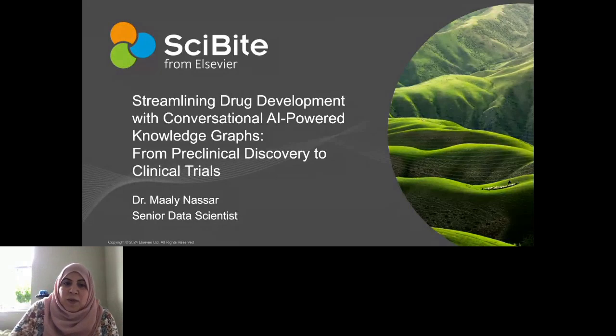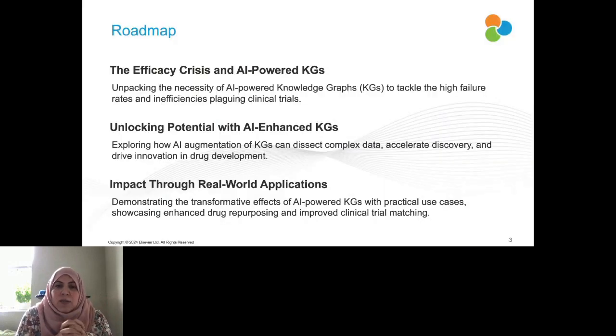Today I'm going to talk very fast on the streamlining of drug development with a conversational AI-powered knowledge graph. I will start by going directly through the drug development process, and highlighting the critical phases to its failure or success. And then I will show you how we develop this knowledge graph and augment or power it with AI, and why we are doing this. And then I will go through the use cases of the knowledge graph with our pharma customers.